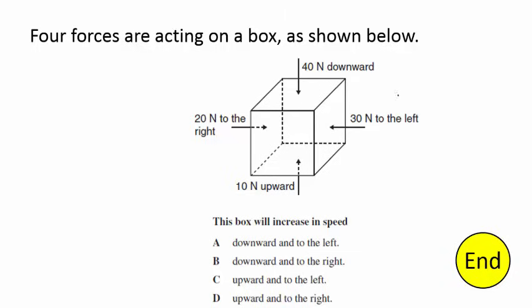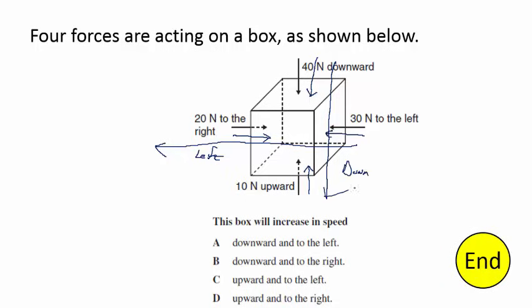Okay, four forces are acting on a box as shown below. Let's see which direction the box will move. So if we think about it this way, let's just start with this force pushing that direction with 30 newtons versus this force. Which force is going to win? Well, the one moving in this direction, so the box is going to net move to the left. Top versus bottom, 40 down, 10 up. So who's going to win? The downward force. So we're actually going to move to the left and down.